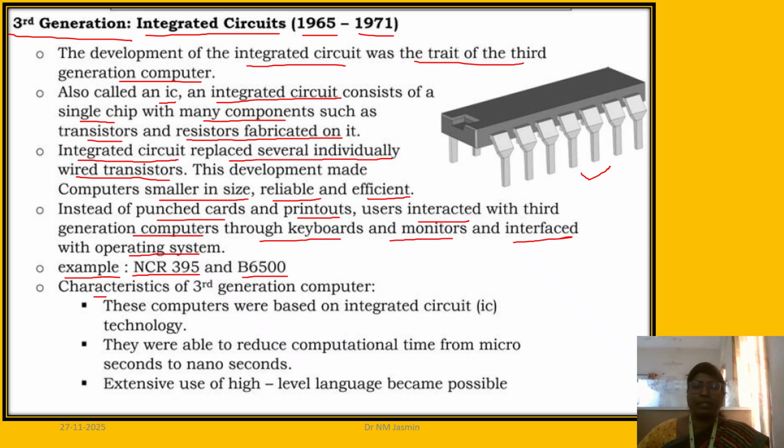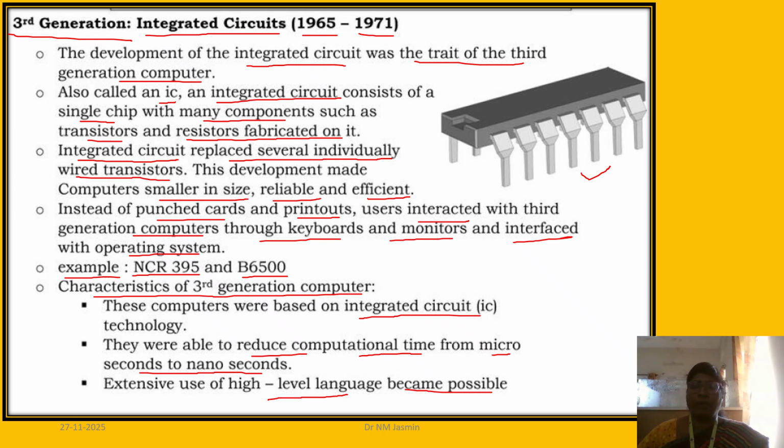If you see the characteristics of third generation computers, these computers are mainly based on integrated circuit technology. These were able to reduce computational time from microseconds to nanoseconds. The extensive use of high-level languages became possible with the help of third generation computers.